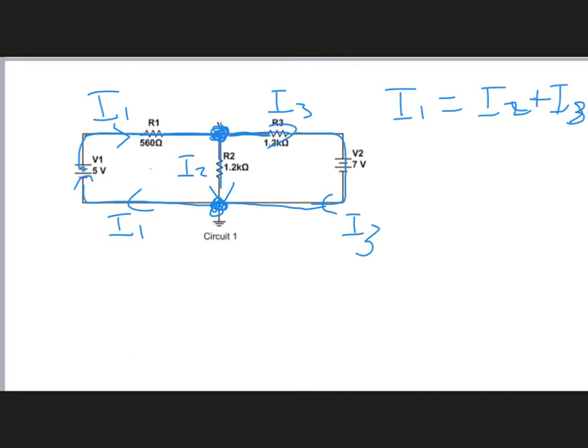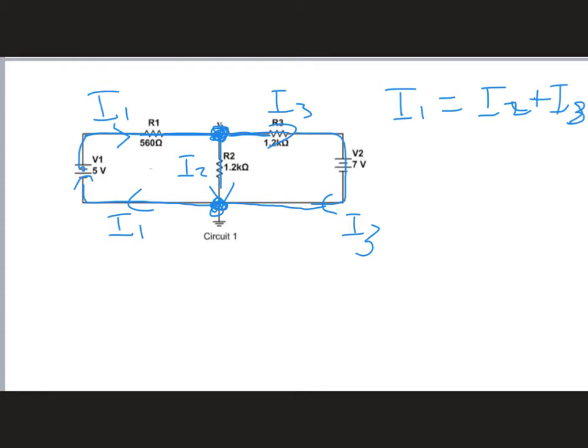The next thing that we can do is draw the loops. Now, I'm going to pick a loop going through the left side of the circuit, so that's going to be one completely closed loop. And then I'm going to do another loop on the right side of the circuit, and so that's going to be another completely closed loop. Those two loops together cover every element in the circuit, and so that's all I need to solve for the currents. Now we're going to apply our rules for the loops.